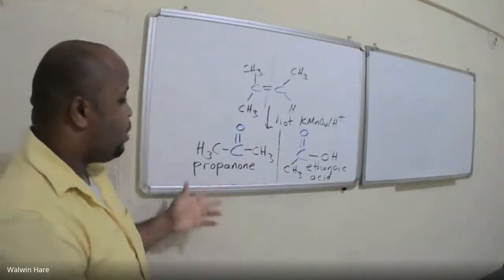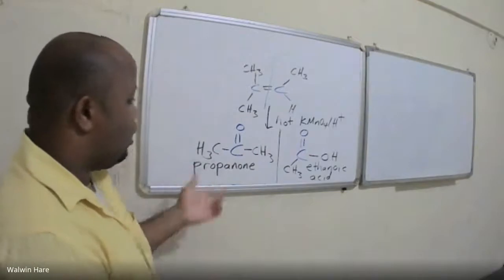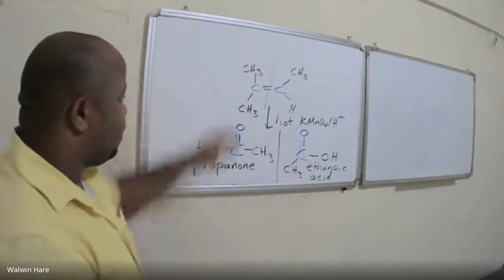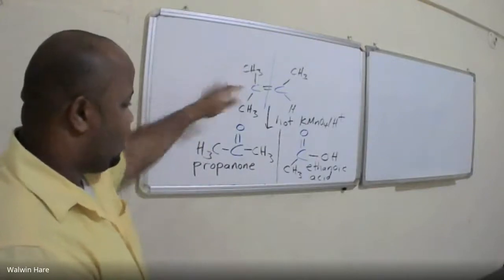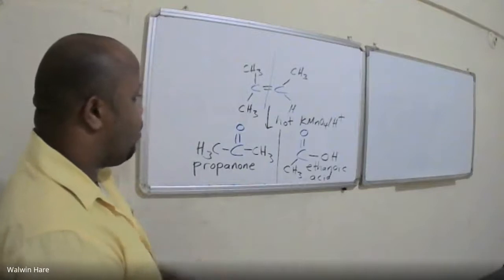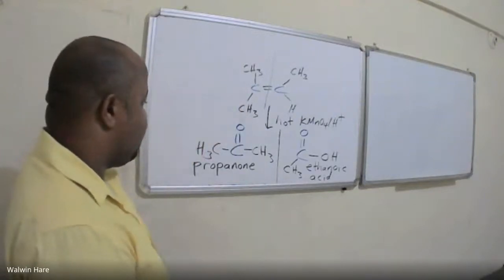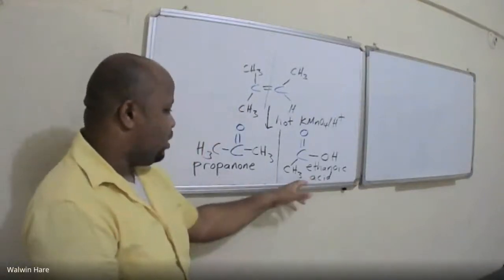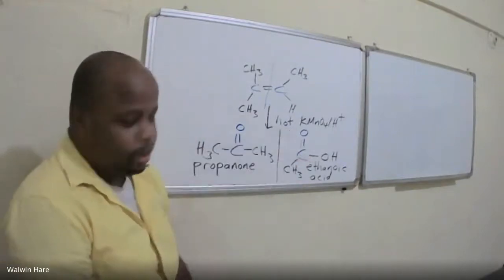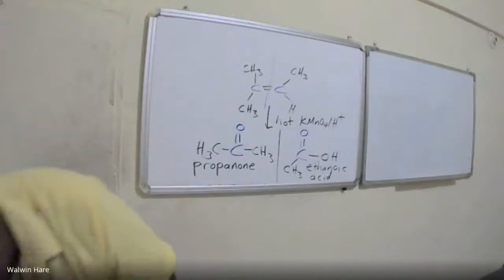So, for this part of the question, all it needed was to give the reagent. So once you see you have the alkene, and you see you get two products, so we know that the double bond was cleaved, and they gave us the ketone and the acid. So we know we use hot potassium permanganate.